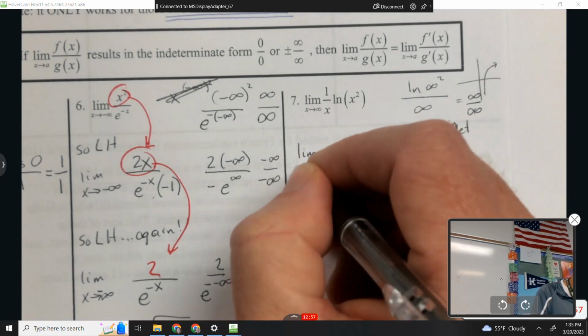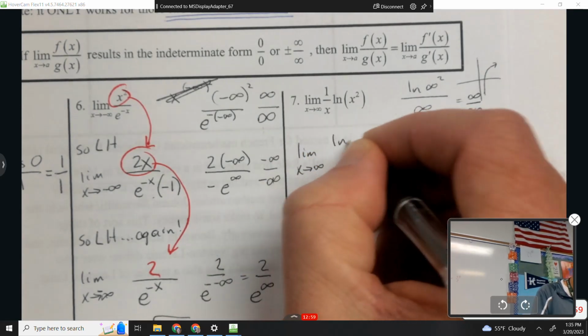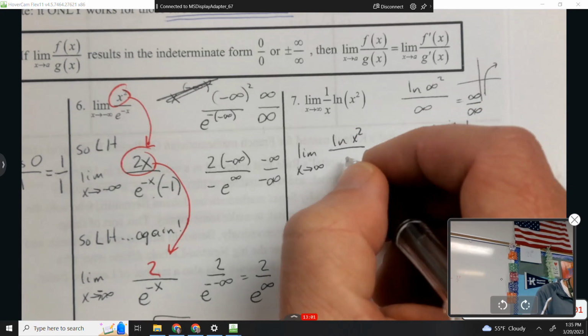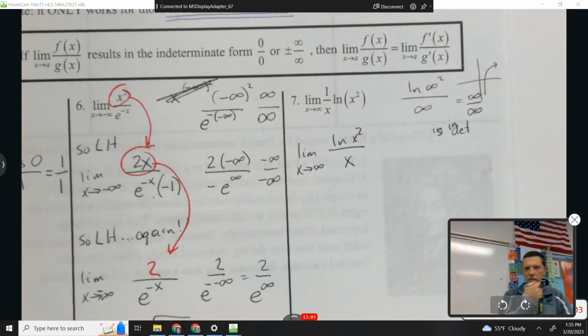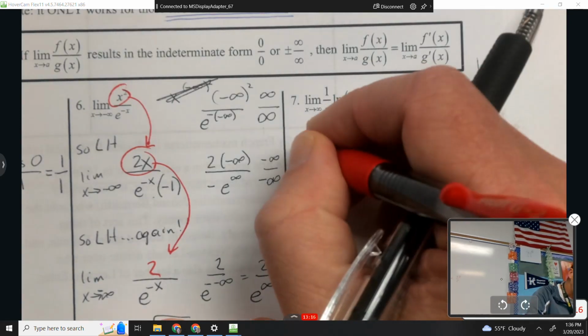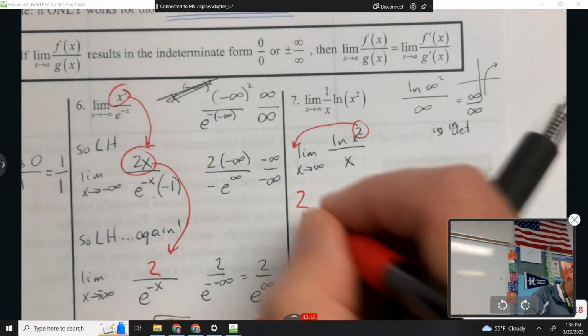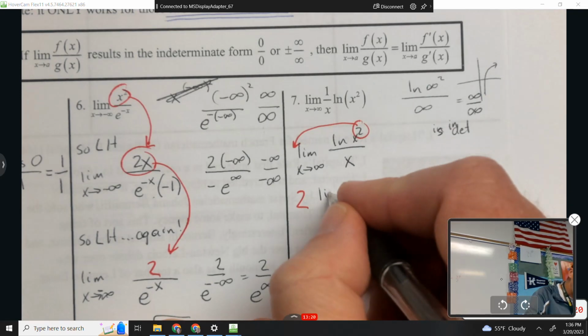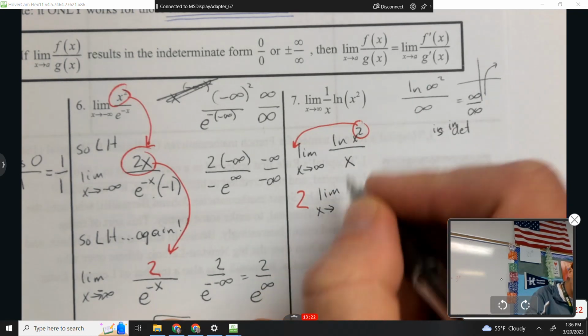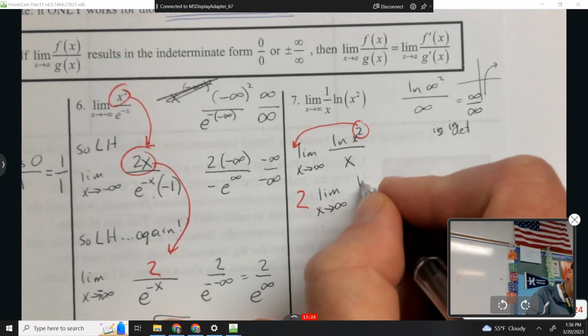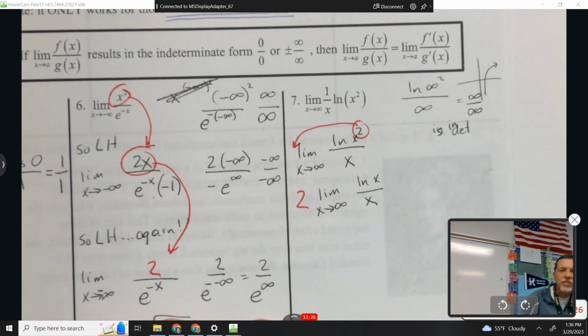I'm going to just rewrite this because it looks funny. Natural log of x squared over x. All right, now let's do something before we use L'Hopital's, I think. Let's take the 2 out front. Make life a little easier. So I still haven't used L'Hopital's. In fact, I could have done this first. Maybe should have done that first if I was paying attention.